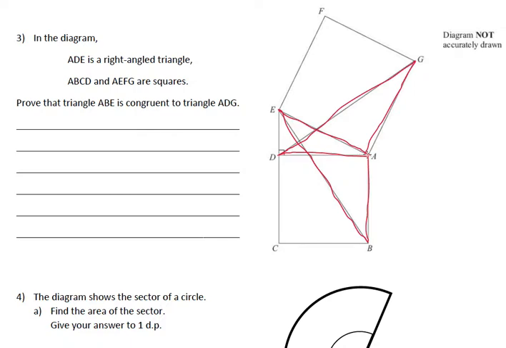So first of all, let's start off by looking to see whether we've got any sides that we can say are the same. I know AD, which is part of the triangle ADG, is the same as AB, because those are two sides of the same square. So that's the one I'm going to start off with. So AB equals AD, as they're both sides of the same square.